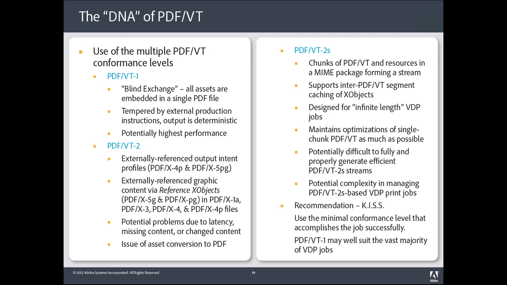The idea behind PDF VT2S is you have chunks of the print job as individual PDF files. They can share XObject definitions, they can share metadata, and we can have some hints in there in terms of which of these XObjects are shared between the particular segments. It becomes rather sophisticated. I don't know if there are any implementations yet. I know we're planning it on our RIP side, but nonetheless, this is not something particularly easy.